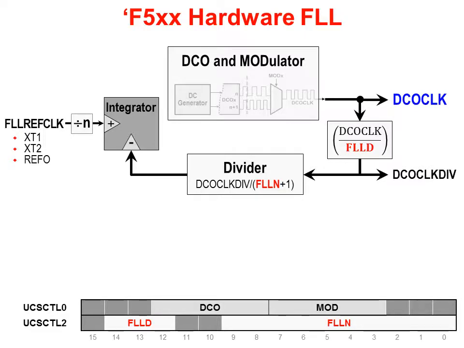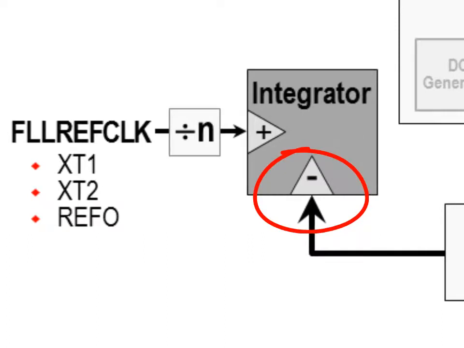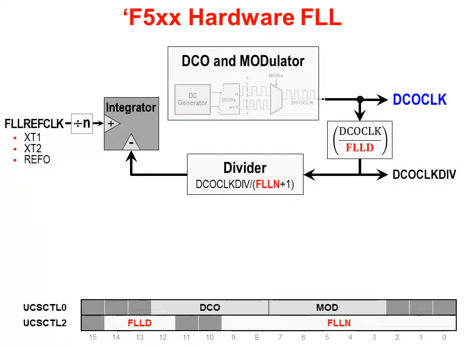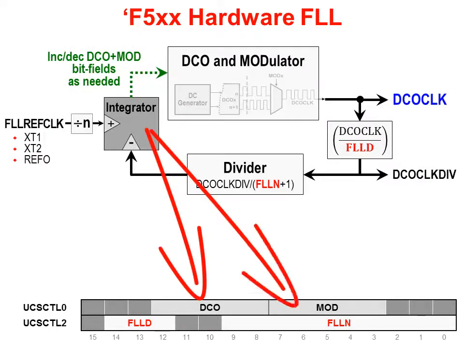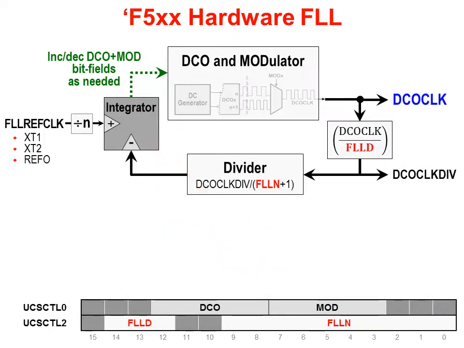The FLL hardware, basically an integrator, compares the DCO clock, which has been divided down, against the FLL reference clock. That's either one of the external crystals or the internal reference oscillator. Based on the comparison of the divided down DCO clock and the FLL reference clock, the FLL hardware actually modifies the DCO and mod bit fields. In other words, we're controlling the DCO output through a feedback loop judged against the FLL reference clock.